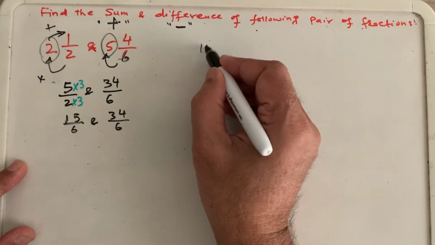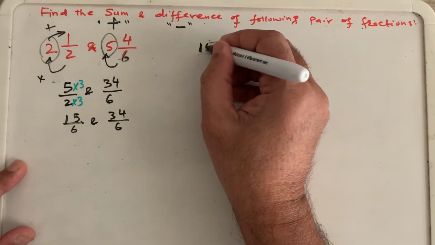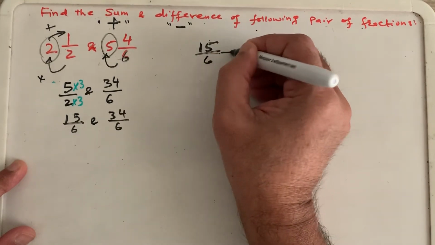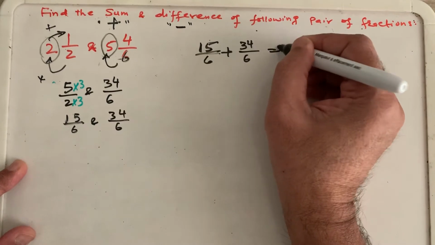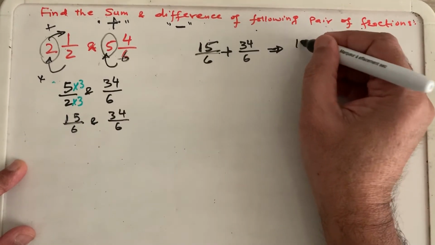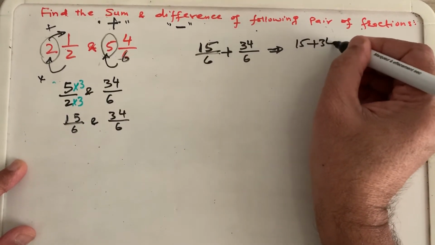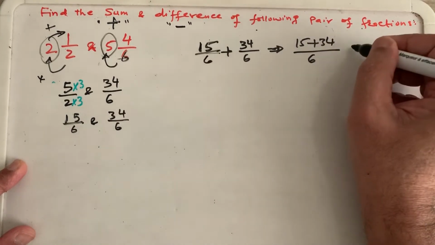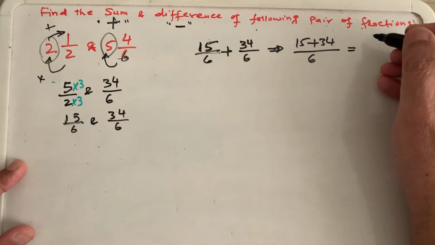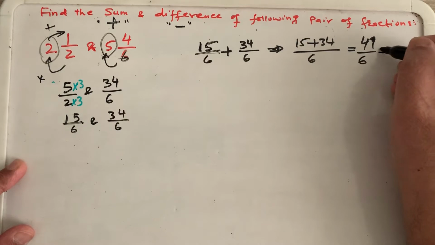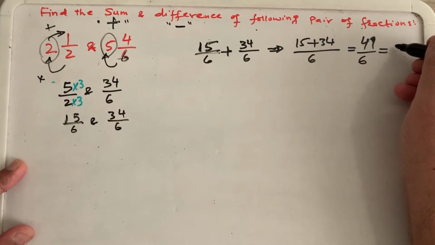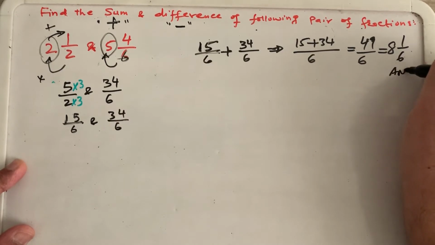So 15 divided by 6 plus 34 divided by 6. You can add the numerators, 15 plus 34, because they have a common denominator, divided by 6. When you add them, 15 plus 34 is 49. 49 divided by 6. And when you divide it again to make a mixed fraction, it is 8 whole and 1 by 6, right?